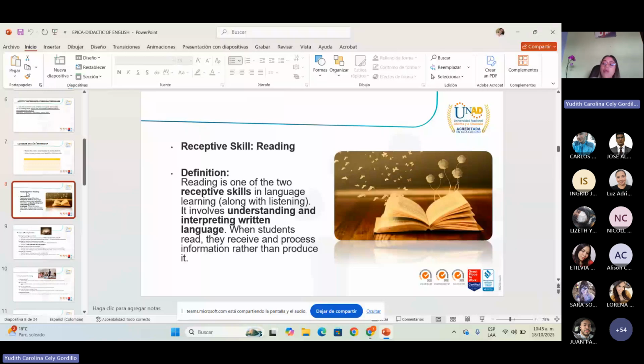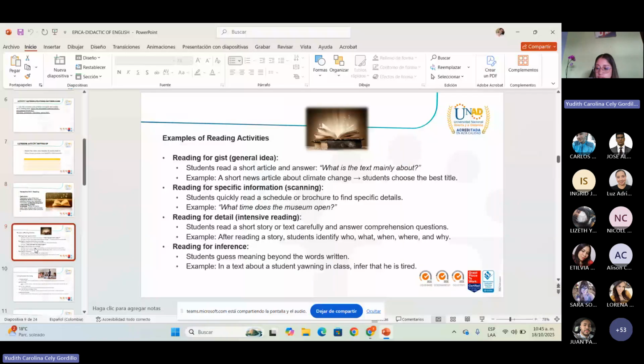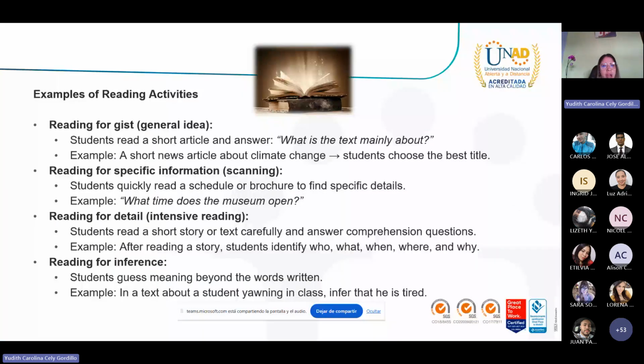In this one, you receive all those different expressions, words, or different things, and you are going to produce new or general ideas according to those stories. These are examples that you can have according to the part of reading.